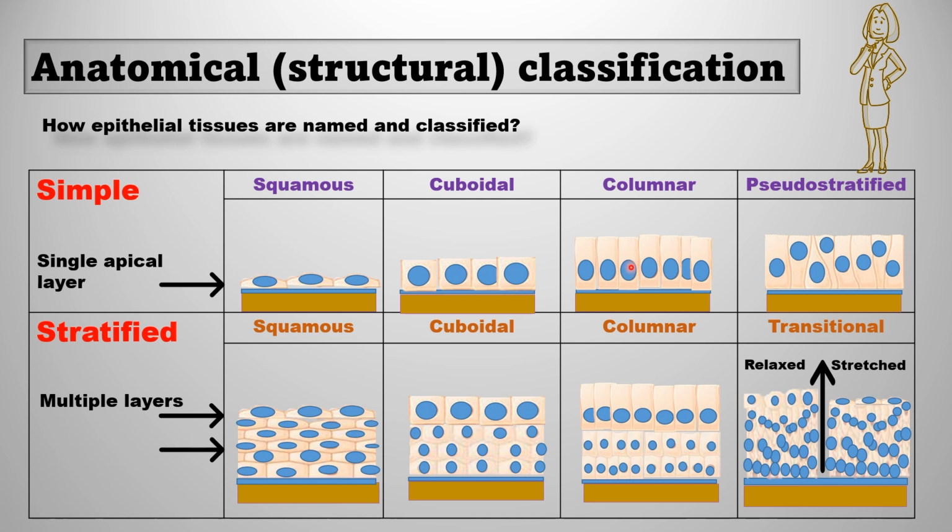Let us go for number 3. The cells are arranged in one layer because this is the basement membrane, and all of them emerge from the same basement membrane. So it is only one layer here. This cell is rectangular in shape, so it is columnar. Because it is one layer, it is simple. And because the shape of the apical layer is columnar, it is simple columnar epithelium.